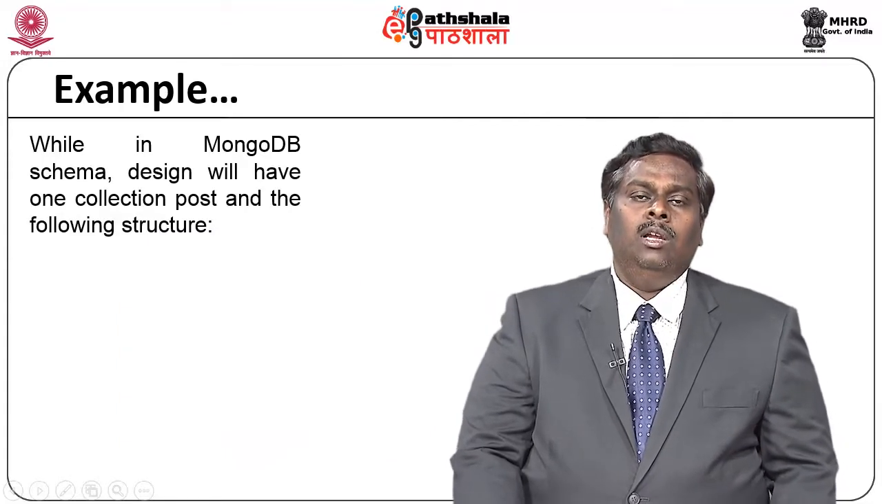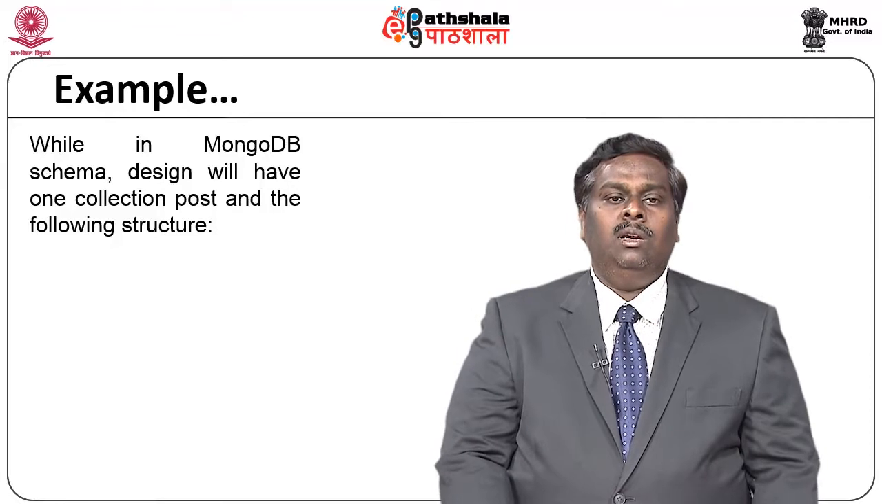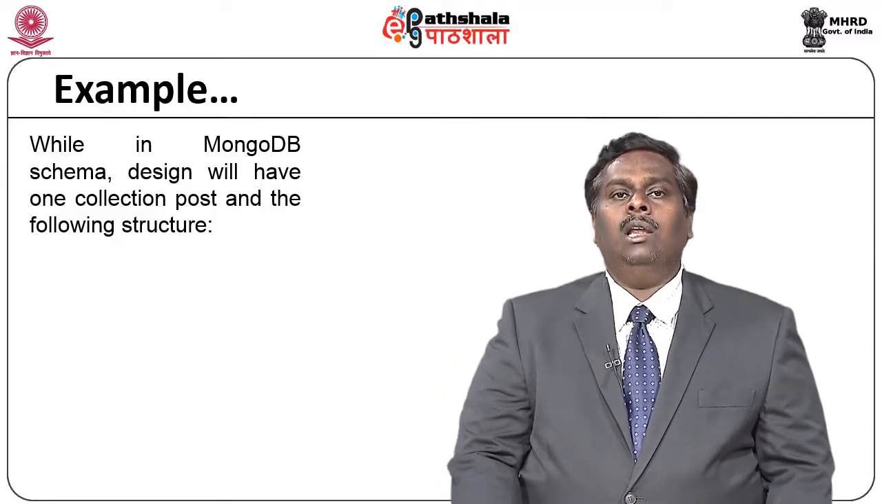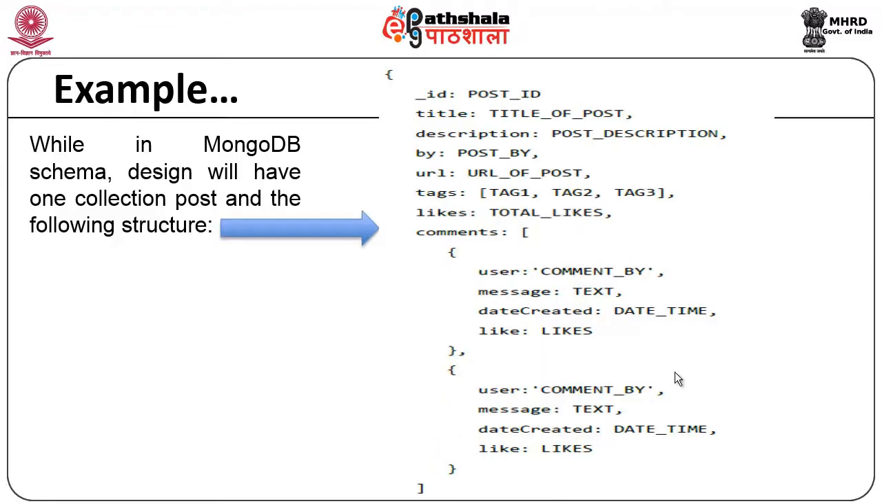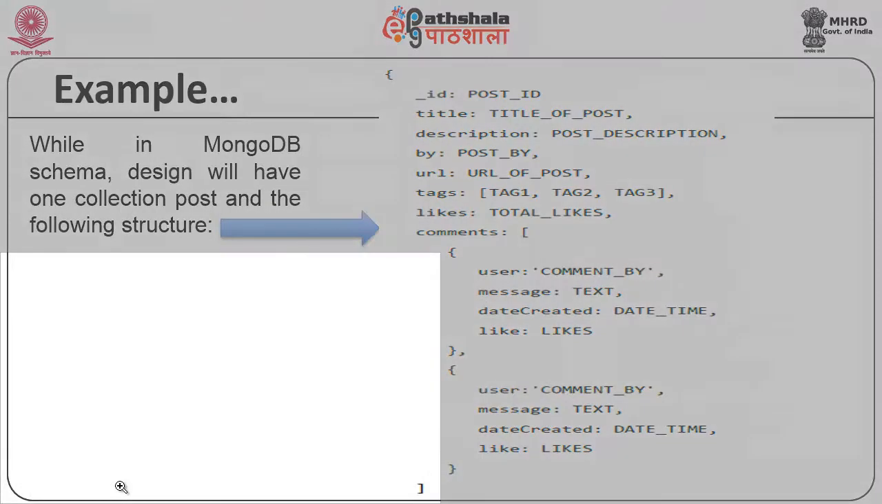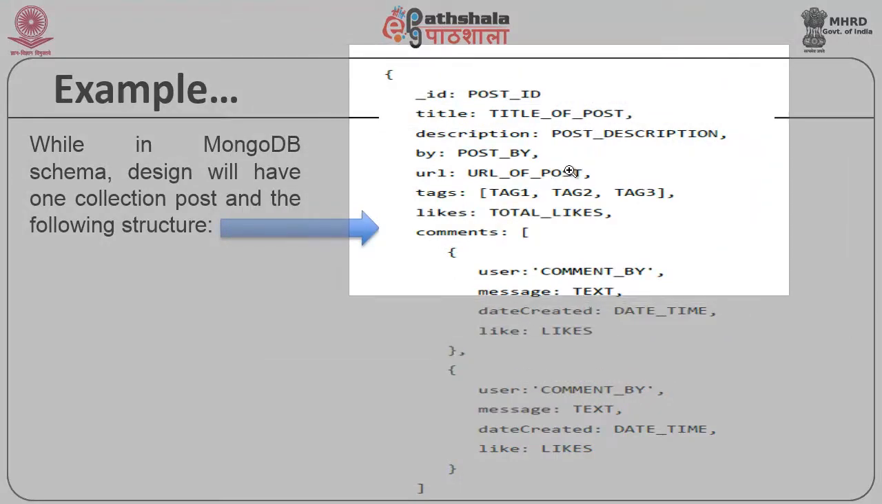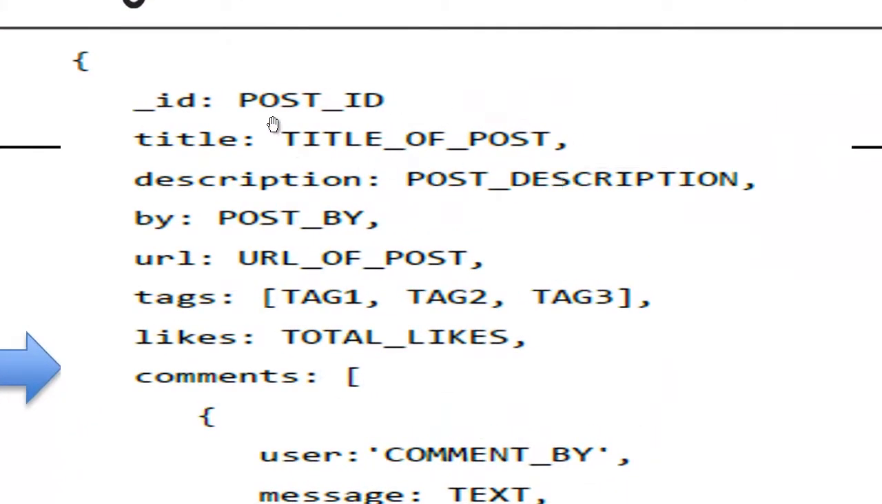So, in an RDBMS environment you require a minimum of 3 such tables for developing the given scenario, but in the case of a MongoDB environment you do not require 3. Instead, you just require only one collection of posts and it will have the following structure. So, here you can find the structure having an ID. The ID indicates one important document highlighting the post ID. The title of this document is the title of the post, the description of this document is the post description, and who posted it, in which particular URL, the tags associated with it and the likes.